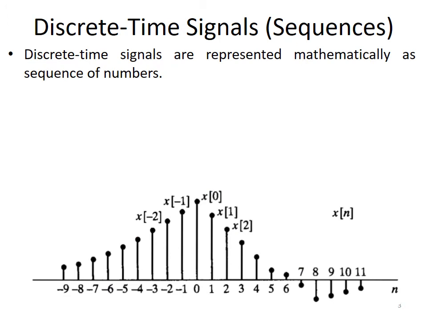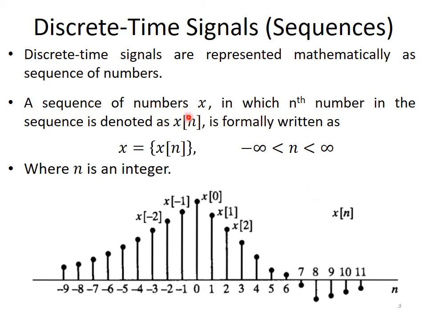Usually it is called a sequence, right? So discrete time signals are represented as a sequence of numbers, right? Because they have discrete values, they are not continuous in time. So they are represented as a sequence of numbers. Suppose a sequence of numbers x in which the nth number is represented by x of n, right?